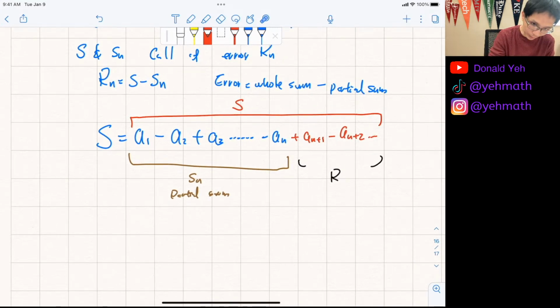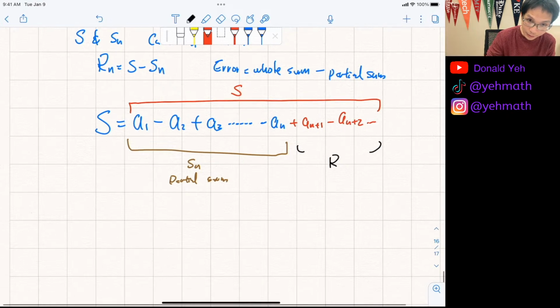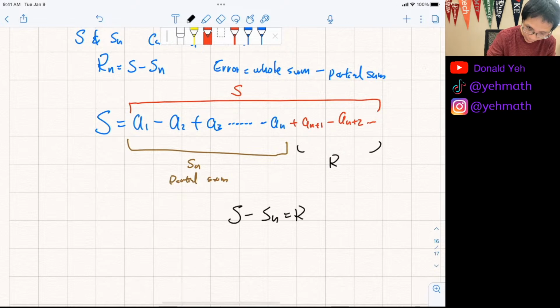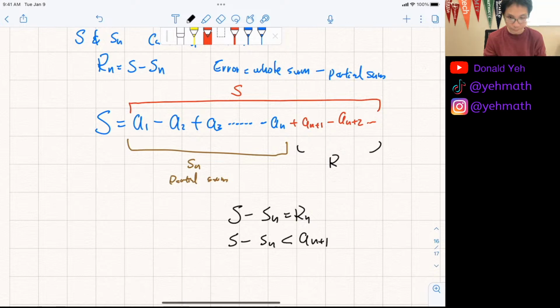So that result, S minus Sn equals Rn, and that S minus Sn is also less than A to the n plus 1. Now this part is the crucial thing, because all of this added together is going to be less than this term.